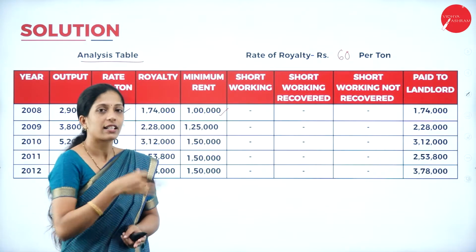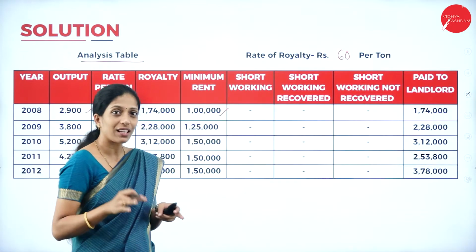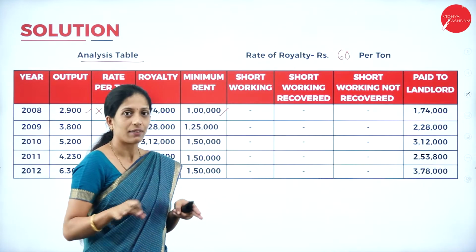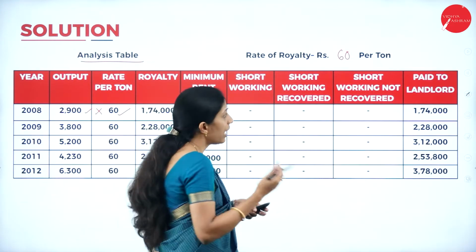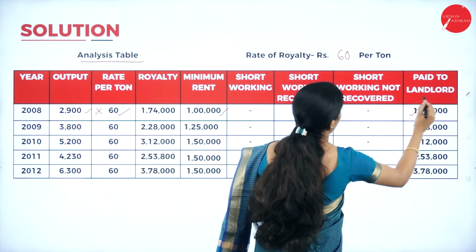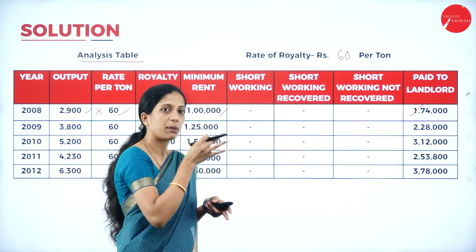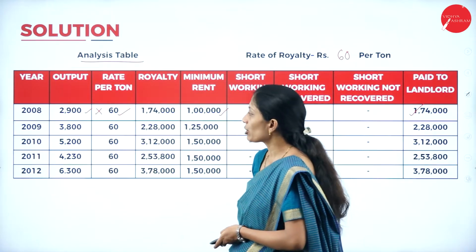Now royalty is greater, so royalty is paid to the landlord. There is no short workings because royalty is greater. There is no short workings recovered, and short workings not recovered, and the amount paid to landlord is 1,74,000. That is the amount which is greater that will be paid to the landlord. Here it is royalty. Now come to the second year.